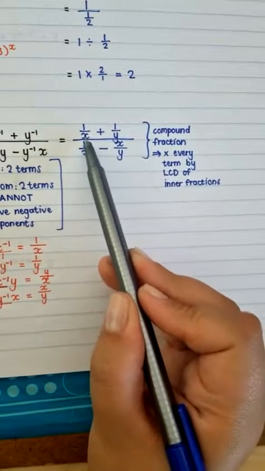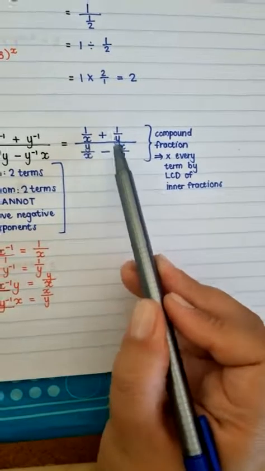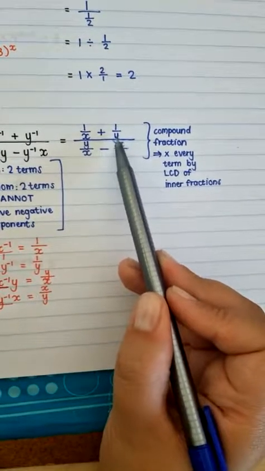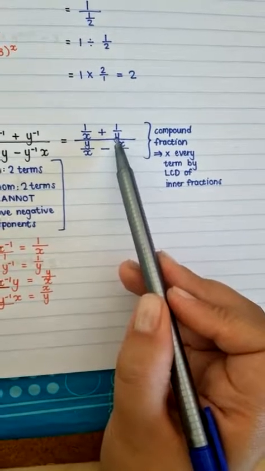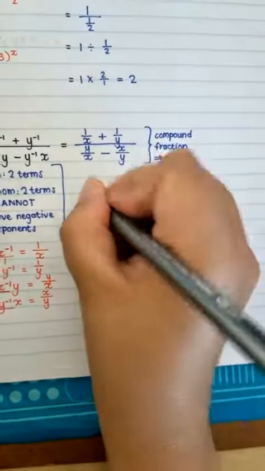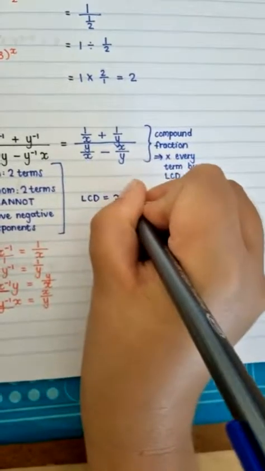The first fraction has a denominator of x, so we know that x has to be in our LCD. The second fraction has a denominator of y, so y has to be in the LCD. So far we have an LCD of xy. I'll write that at the bottom. So far our LCD is xy.